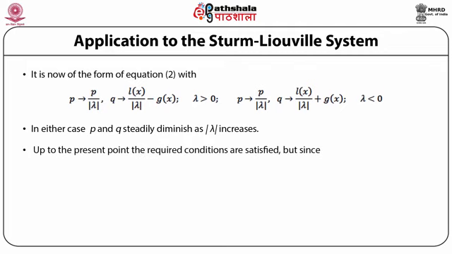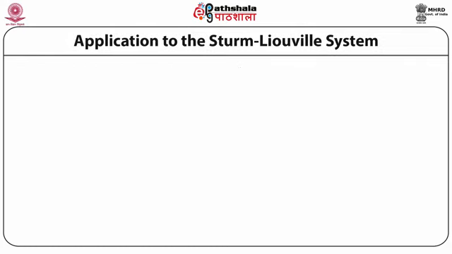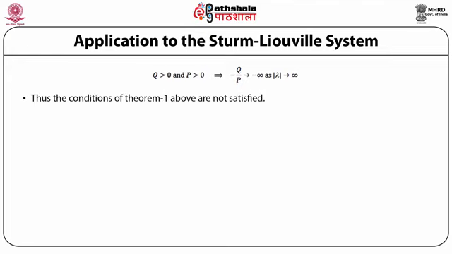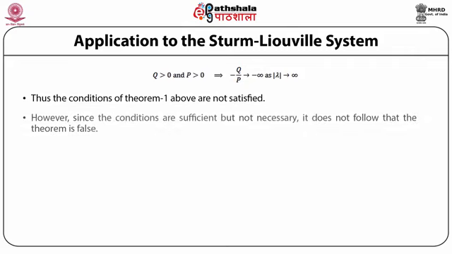Up to the present point, the required conditions are satisfied. But if we note that capital Q is greater than 0 and capital P is greater than 0, then minus capital Q by capital P tends to minus infinity as mod lambda tends to infinity. Thus, the conditions of theorem 1 above are not satisfied. However, since the conditions are sufficient but not necessary, it does not follow that the theorem is false.